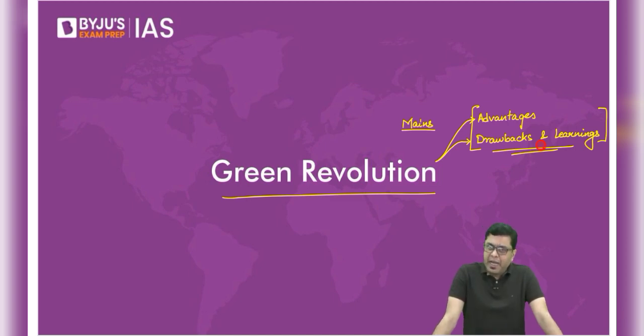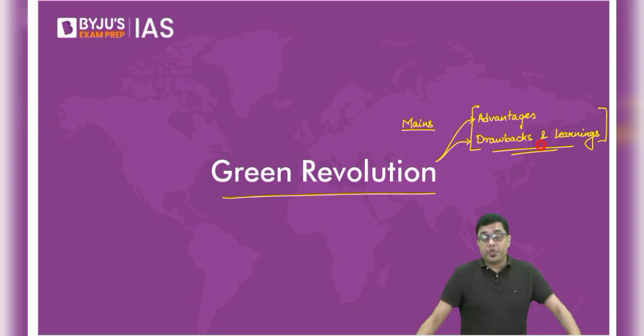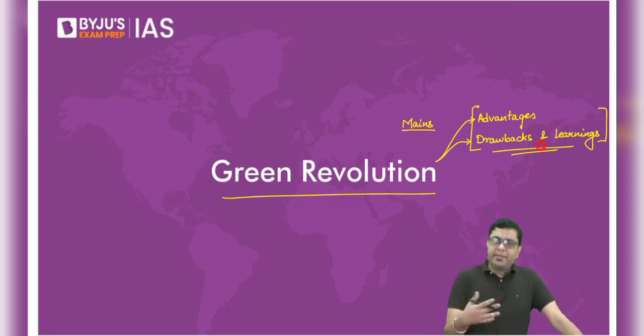Now, under Professor William Gaud, that was for the first time when you had the coinage of this term green revolution. And this was done in order to basically support the idea of food sufficiency in these third world nations and the least developed nations of the world.